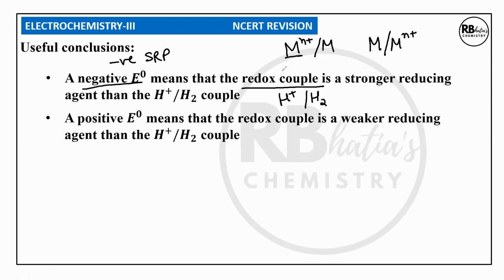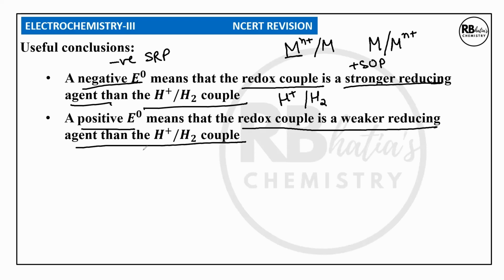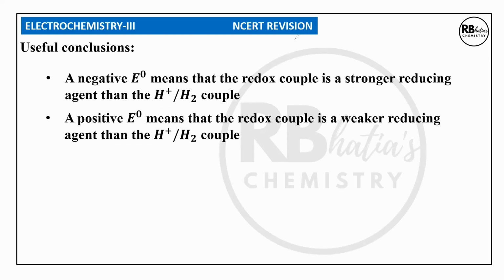So if a redox couple has a negative standard reduction potential, it means it has a positive oxidation potential, which means it is a stronger reducing agent than the hydrogen couple. Similarly, a positive E naught means the redox couple is a weaker reducing agent than the H plus hydrogen couple. So this is an important conclusion that you can keep in mind.